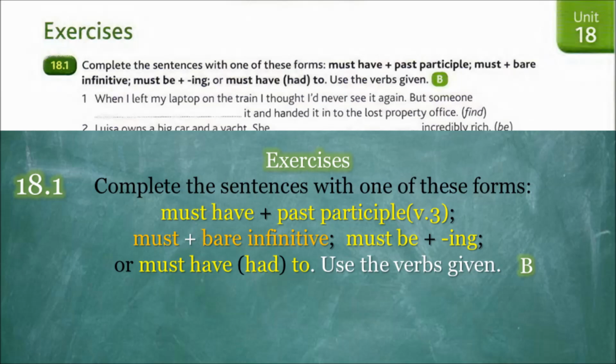Exercises 18.1. Complete the sentences with one of these forms. Must have plus past participle. Must plus bare infinitive. Must be plus verb-ing. Or must have to, must have had to. Use the verbs given.